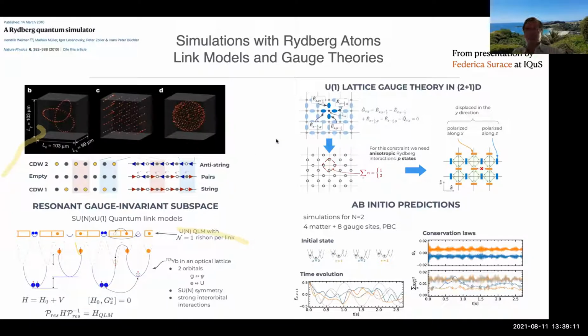The extension to 2 dimensions is more challenging, but there's again good progress being made here. For instance, in this upper left, an algorithm for U(1) lattice gauge theory in 2+1 dimensions. It requires different controls on the Rydberg atoms and the interactions. It requires, in fact, p states, but it seems that this can actually be done. And then there's simulations of what one expects for an n=2 system. So this would be 4 matter sites and 8 gauge sites using periodic boundary conditions. And one sees the results of the simulations here, including tests of violations of Gauss's law.